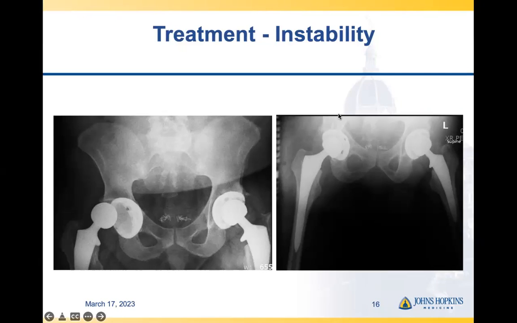So in that situation, we have to add more hardware. We sometimes have to change the way that hardware is positioned so that instability problems don't occur. And like I said, we have to think outside the box and look at their spine sometimes to make sure that the spine is not playing a role in the instability. And if so, how can we work in conjunction with our spine surgeons to enable adequate balance for patients?